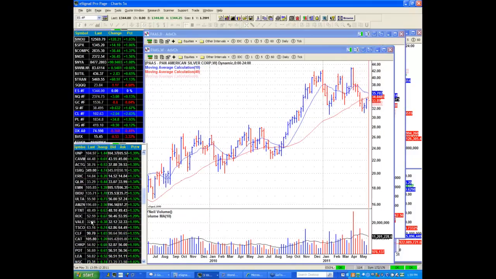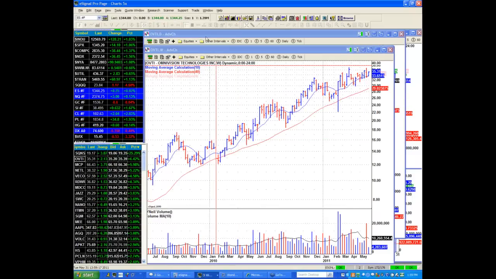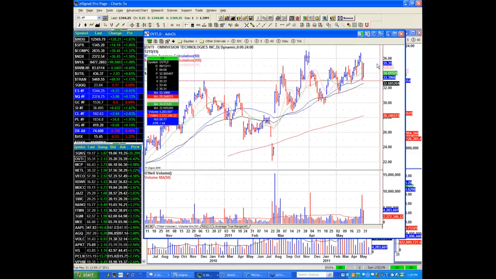So let me just kind of meander through my list here. Some of the things are acting strong. Here's a headache stock, OVTI. You know, it breaks down real hard and rallies right back, so it's hard to own, hard to hold on to, and it doesn't really treat you very well. It likes to slap you around if you're long this thing.